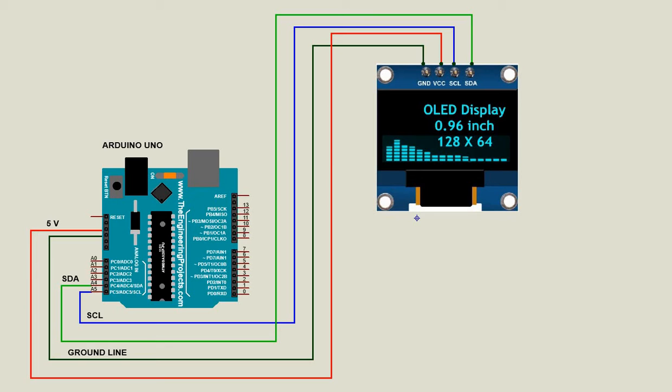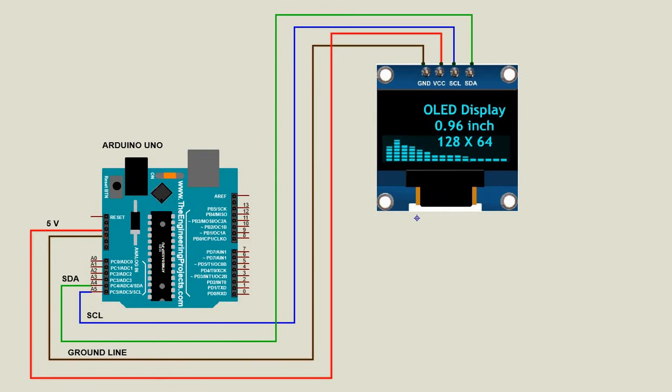Today I'm going to show you how you can use an OLED display with Arduino Uno. This OLED display uses the I2C interface for data transfer. So let's start with the connections.